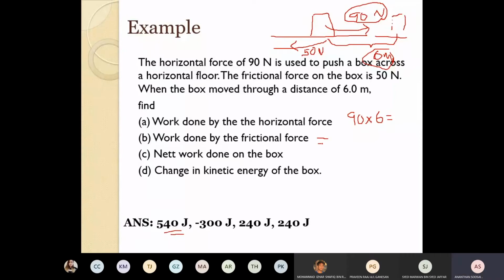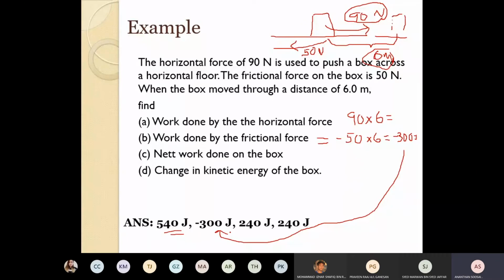Okay, then next. What is the work done by the frictional force? Frictional force is 50 Newton. But the displacement, the distance travelled, and the force are in opposite directions. So therefore, we put negative 50 times 6. So negative 300 joule of work has been done. Negative work means it gives a negative effect to the system towards the end. It's going to reduce the mechanical energy the body possesses.